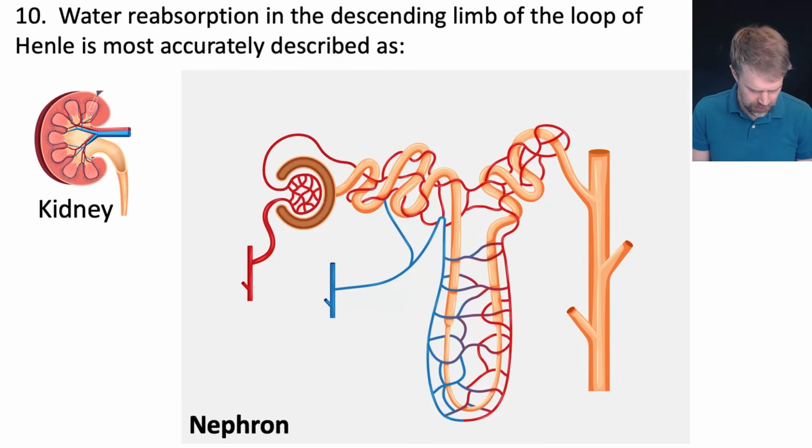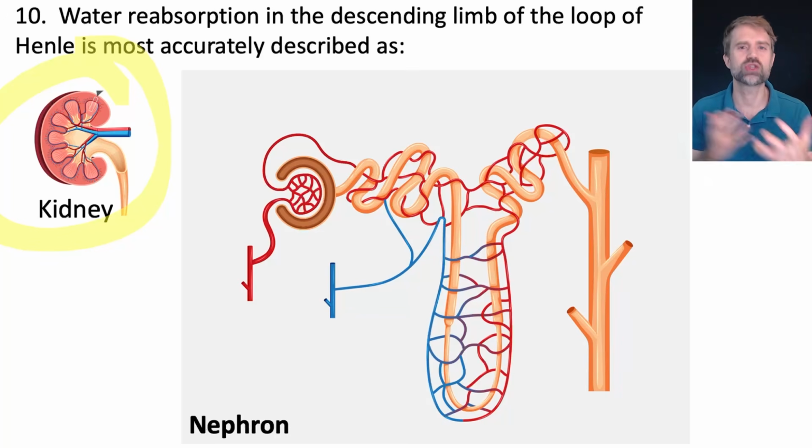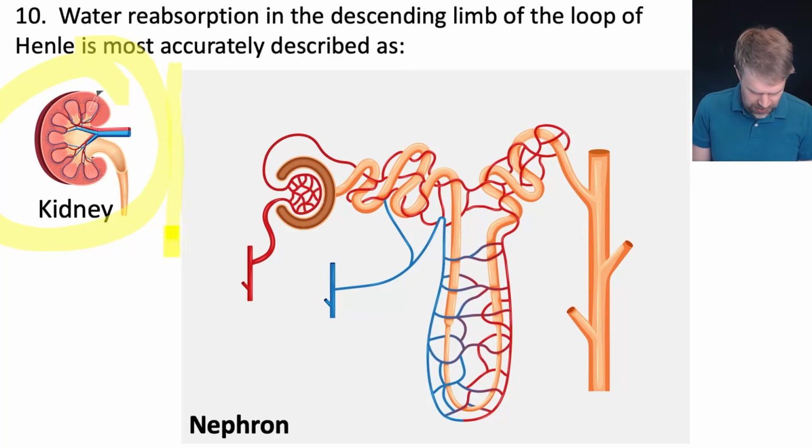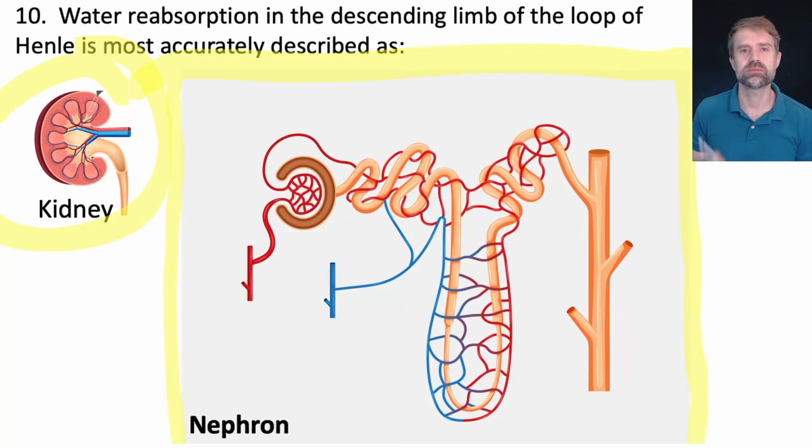Here we have a little picture of a kidney right here. What's the job of the kidney? The job of the kidney is to filter waste from the blood. The kidney also plays a role in regulating fluid balance, making sure that you have the right amount of water in your blood. If we zoomed in to the kidney, we'd see a nephron, and the nephron is like the little individual units that the kidney is made out of.